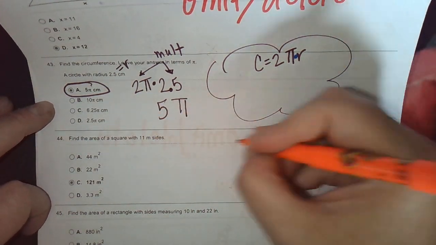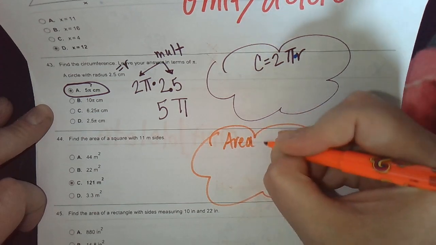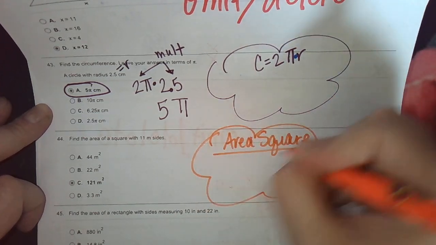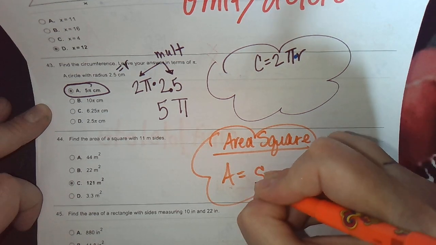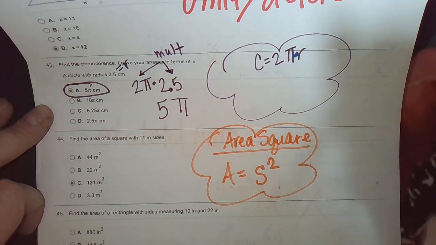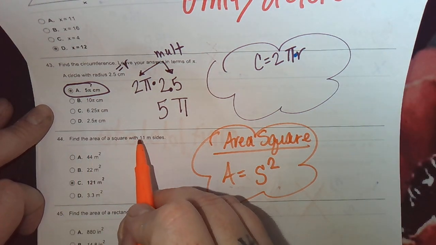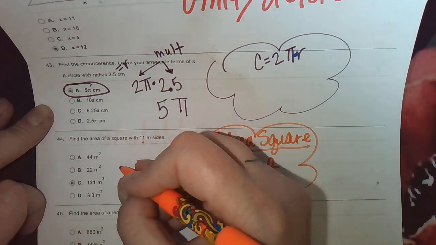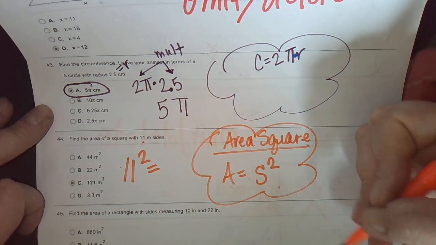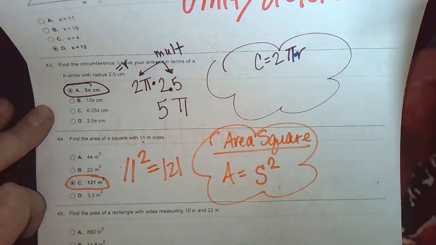Area of a square. I would put this on your cheat sheet. The area of a square is side squared. So you just have to take your side and square it. Let's look at 44. It says find the area of a square, 11 sides. So we're going to do 11 squared. And 11 times 11 is 121.